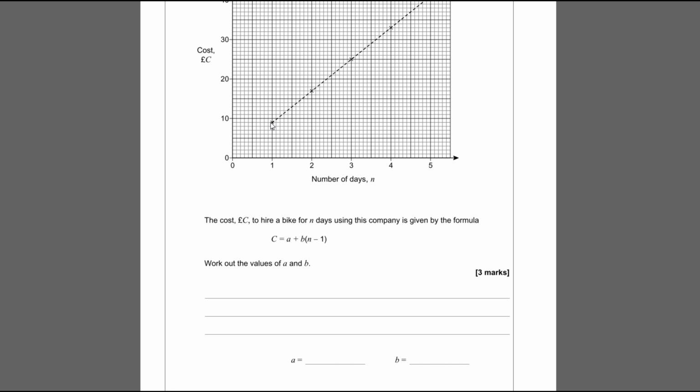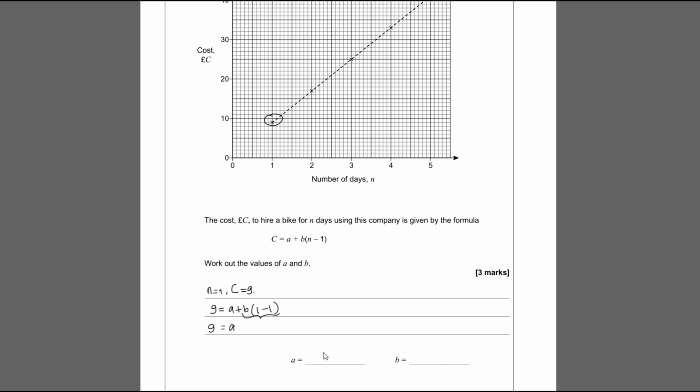Let's take, for example, this first one. Okay, we have here 1 and then 9. That means n is equal to 1, while the cost C is equal to 9. Let's add it here on the formula. C, it is 9, is equal to a plus b times n minus 1, with n is 1. So 9 is equal to a plus b times 1 minus 1, it is 0. So the whole of this term will be 0. That means a plus 0, it's nothing. So a is equal to 9.